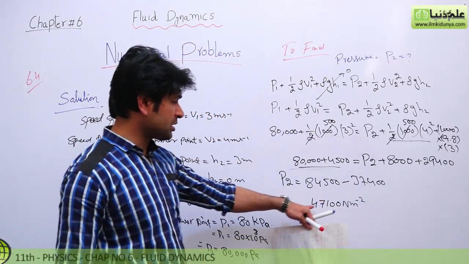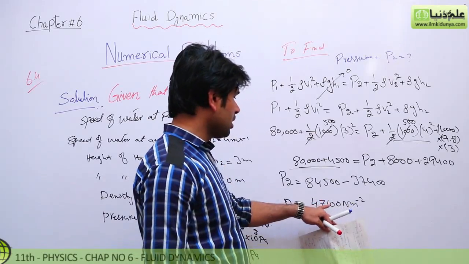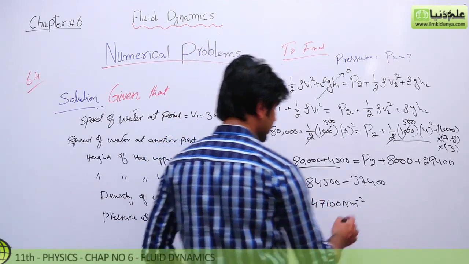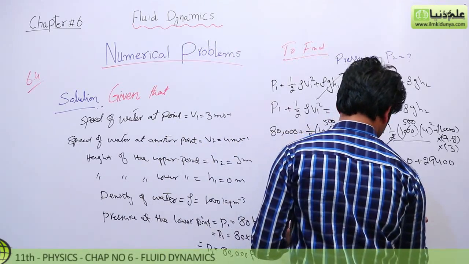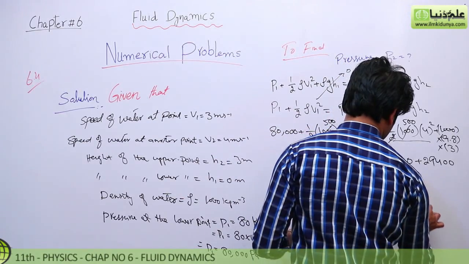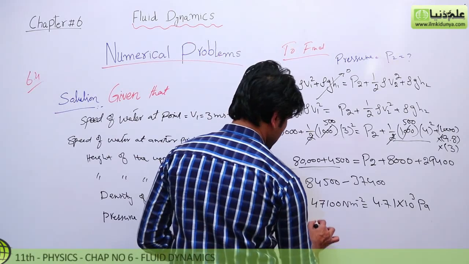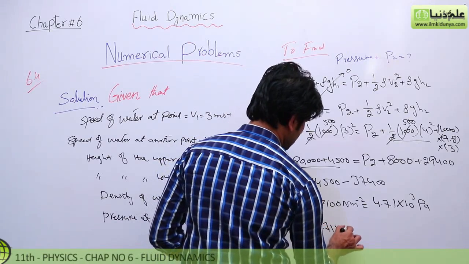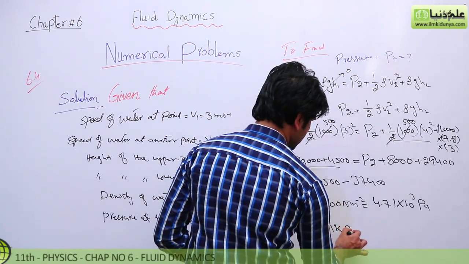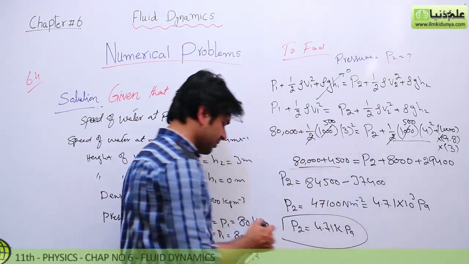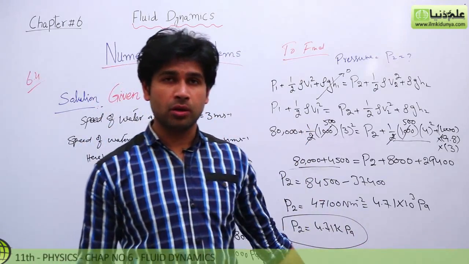pressure 47,100 Newton per meter square. You can write as 4.71 10 raised to power 3 Newton per meter square is Pascal, and you can write this P2 as 4.71 10 raised to, no, we use a kilopascal because our first pressure is given in kilopascal. Then our answer should be also in kilopascal.